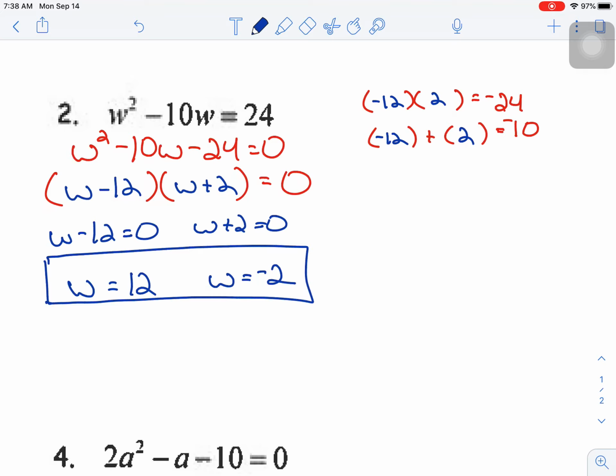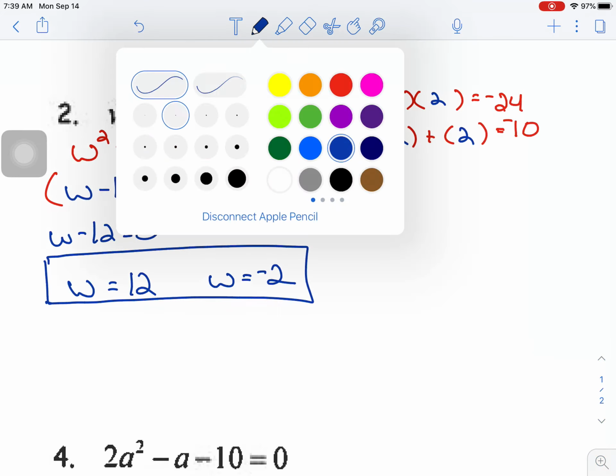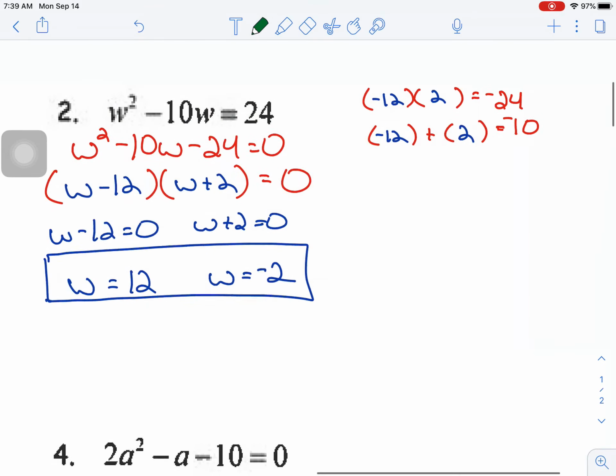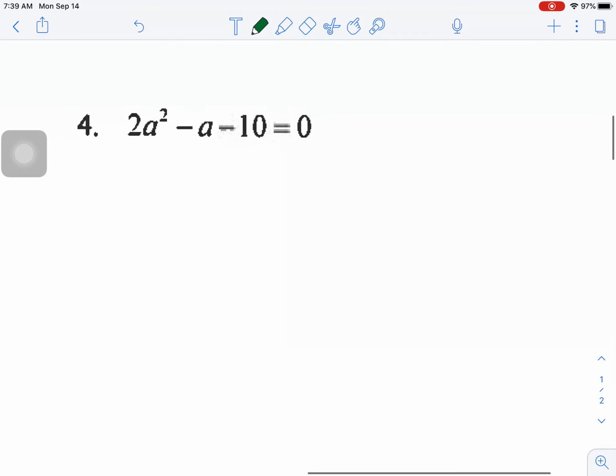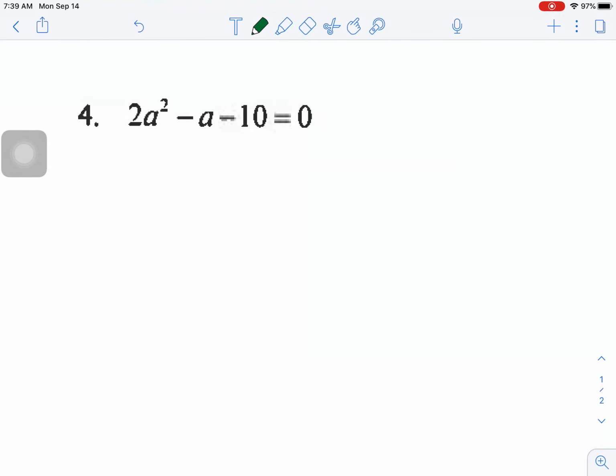I was able to factor that and solve it. Once it's in standard form, you could have used the quadratic formula as well. You would have been able to simplify all the way down to positive 12 and negative 2 as your final answers. Okay. Number 4 is written in standard form.